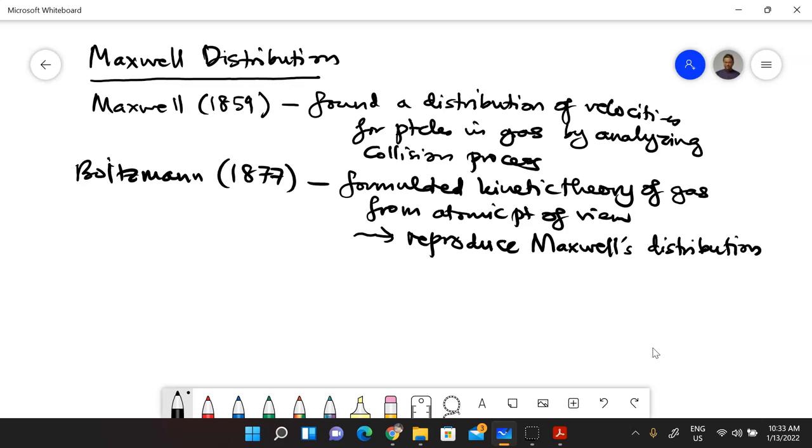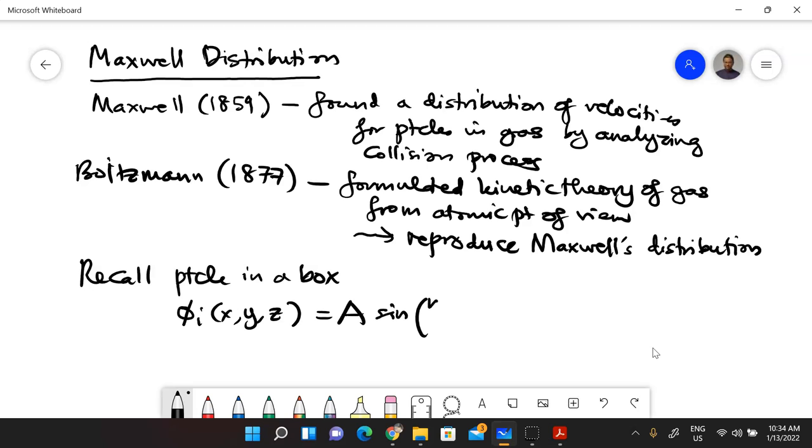Okay, so how we do this is again to use a kind of partitioning the space of states into some lattice kind of thing. So let me just write down. Okay, so what do we do in this particular case? Recall particle in a box. In that particular case, what we did was to write the states as the following: phi(x,y,z), and then you have these states A sine(n1 pi x over L), sine(n2 pi y over L), sine(n3 pi z over L).